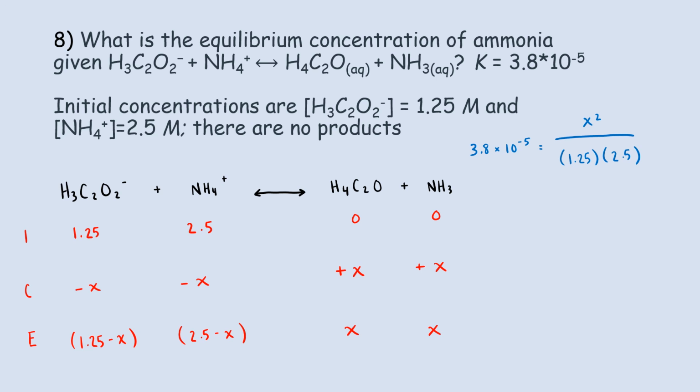Now you just want to get the product of these two numbers. Once you have that product, you're going to multiply that number by the K value. And then finally, you'll take the square root of that, and whatever value you get will be equal to x. So in this case, x is going to be equal to 0.011. And just as a reminder, we're solving for the equilibrium concentration of ammonia, which is right here. And the equilibrium concentration is equal to x in this case. So therefore, x equals 0.011 molar. That is our final answer.